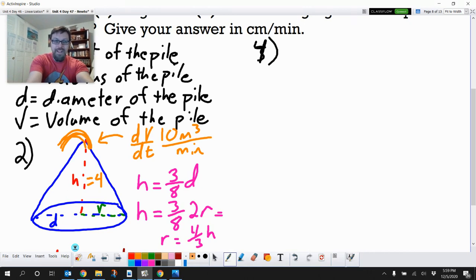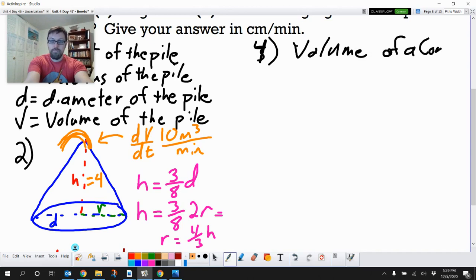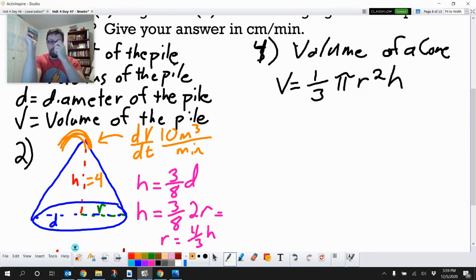Next, we need our equation for the volume of a cone. And I had to look this one up. I didn't know this one off the top of my head. So it is 1/3 pi radius squared times the height of our cone. So the volume of a cone is 1/3 pi r squared h.